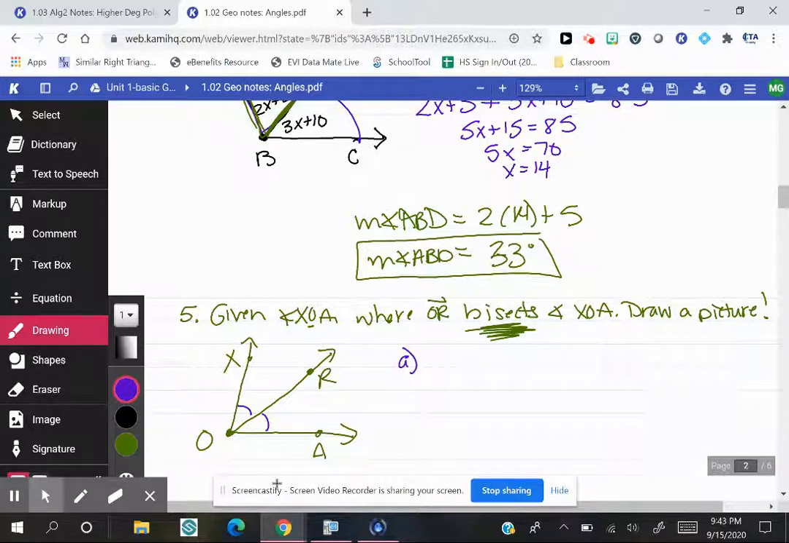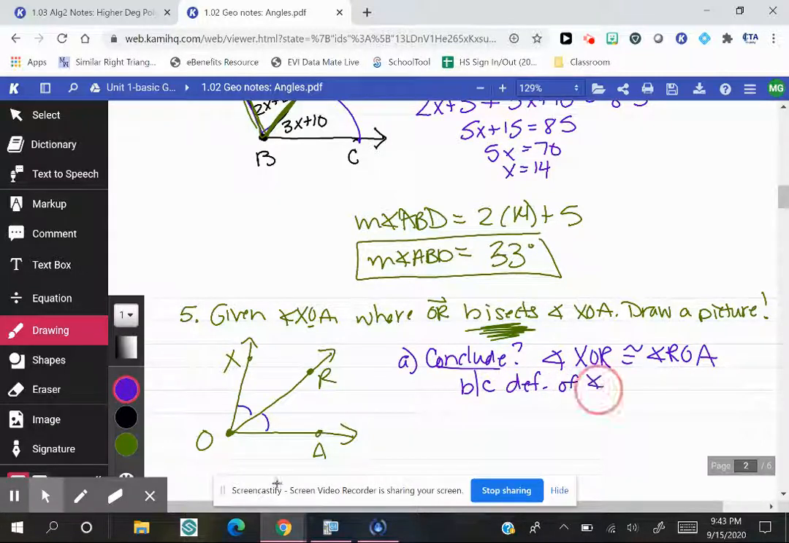So first question is, what can you conclude? Well, we can conclude that angle XOR is congruent to angle ROA. Why can we conclude that? Well, because of the definition of an angle bisector, which states that an angle bisector splits an angle into two equal or congruent parts, or two angles.